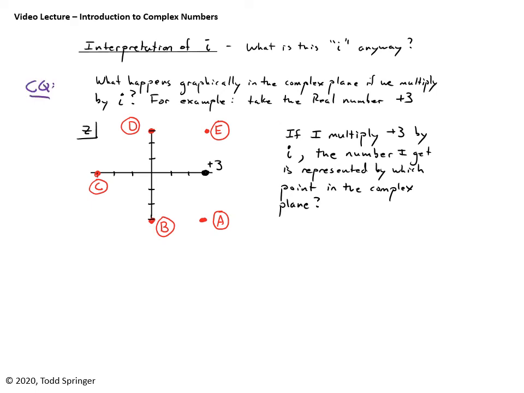So simple question. If I take the real number plus 3, so you know this is the complex plane, so one of them is the real axis, one of them is the imaginary axis. If I take the real number plus 3, which lives here, so it's on the real axis, and I multiply by i, what happens? So which of these points, A, B, C, D, or E, is the number that I get if I take the real number plus 3 and I multiply by i? So go ahead and take a moment, pause the video, see if you can commit to one of these answers before we go forward.